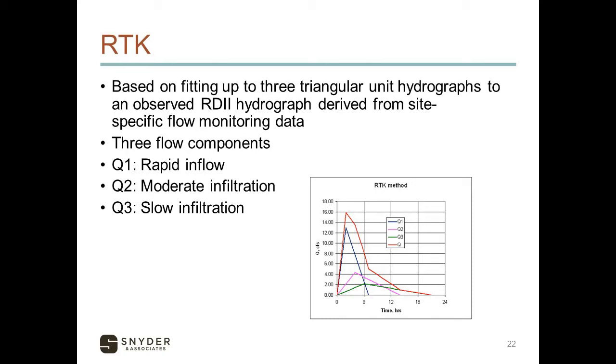So the red triangle shown in here is actually what was reported. And then we're building the other 3 hydrographs from the rapid inflow, the moderate infiltration, and slow infiltration. The first hydrograph is built from the rapid to peak.